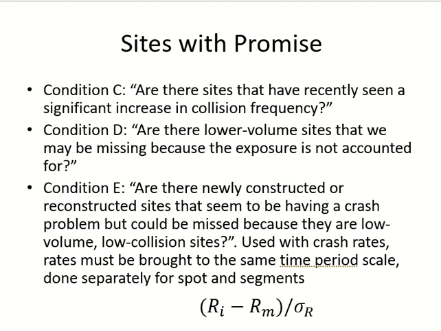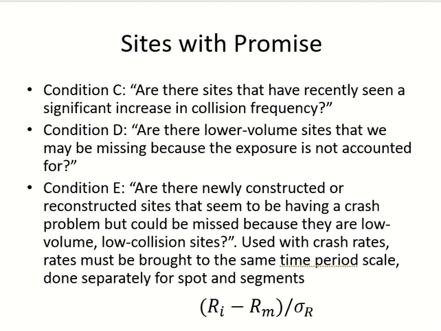Are there any low volume sites that could be missed because of the exposure? Now, for low volume sites, I have to consider the rate, because I talk about volume, right? So how can I talk about volume without considering the rate of crash? So for condition D, I will calculate the rate per unit volume. Okay, rate per unit volume. So condition D is about rate of crashes.